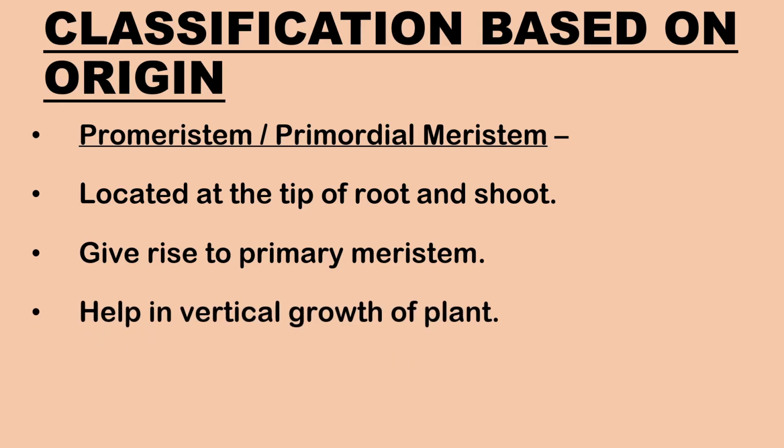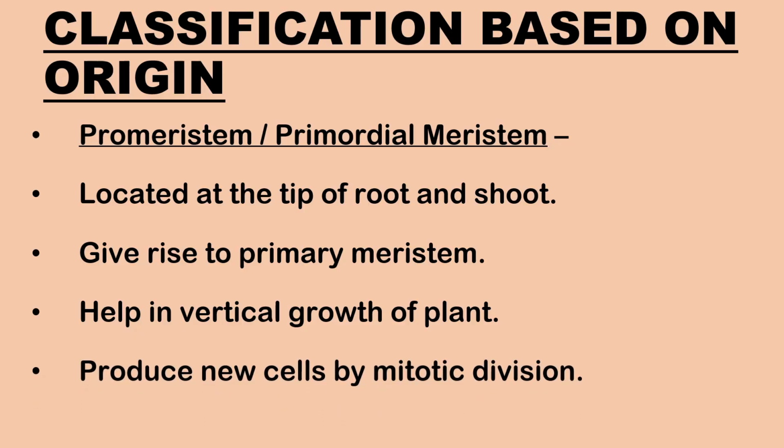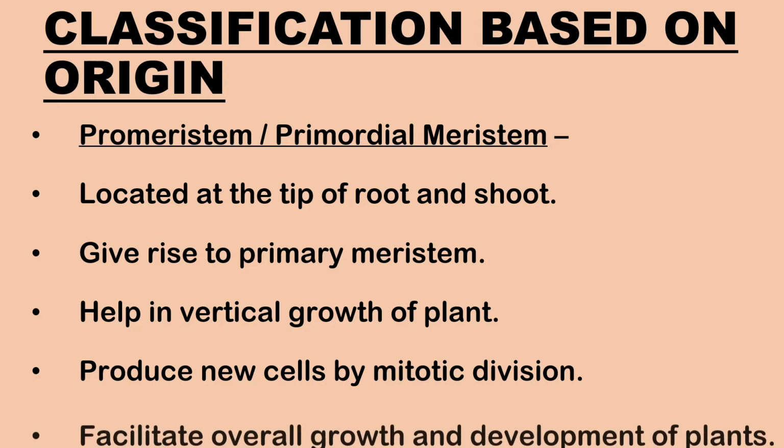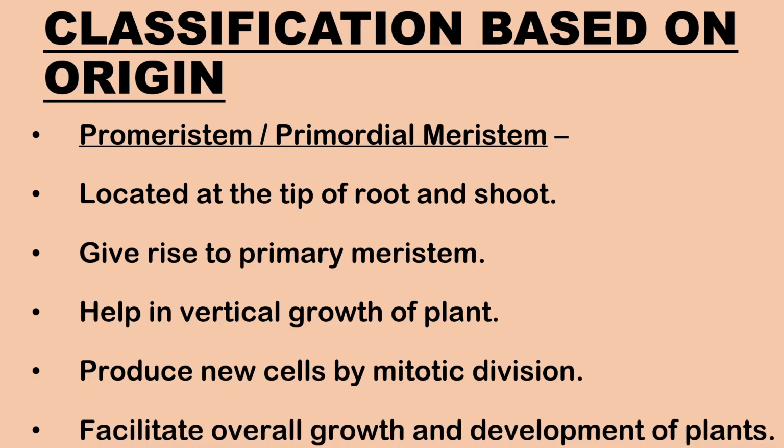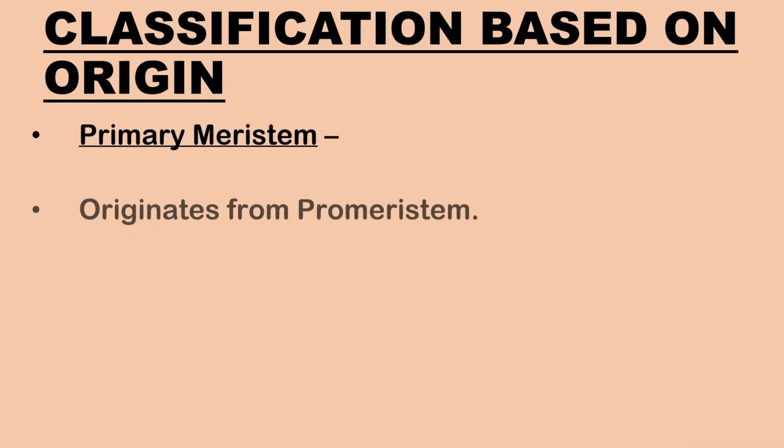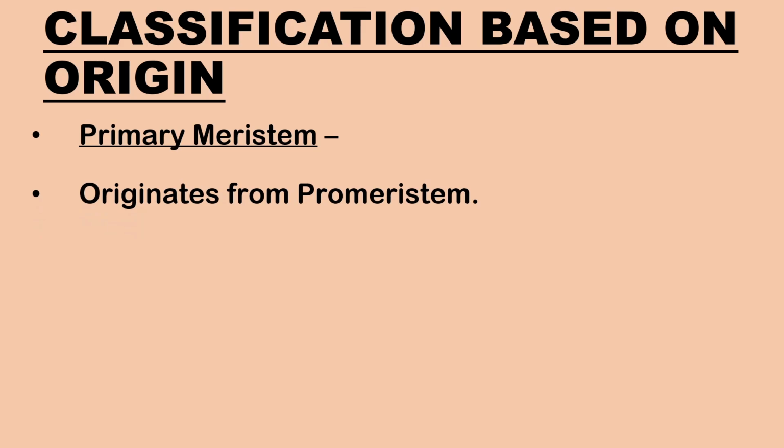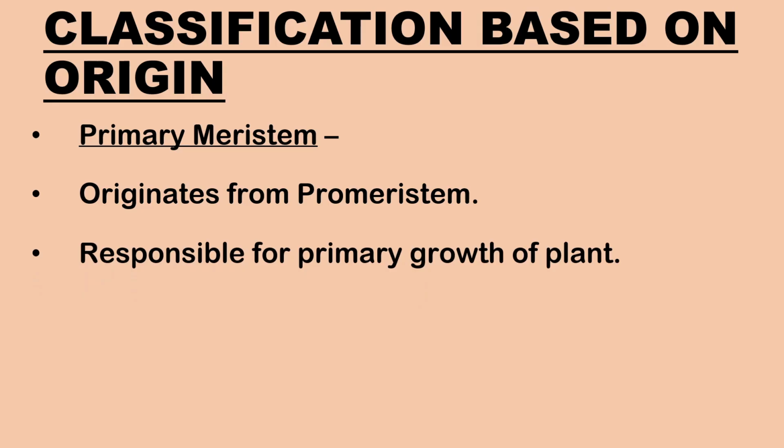Promeristems help in the vertical growth of the plant. They produce new cells by dividing mitotically. They also facilitate the overall growth and development of plants. Primary meristem originates from the promeristem and is responsible for the primary growth of the plant.